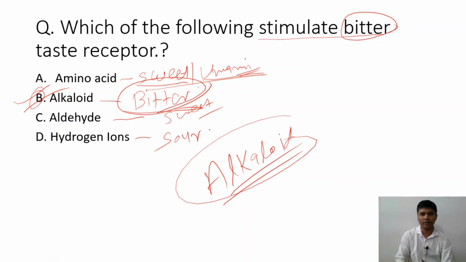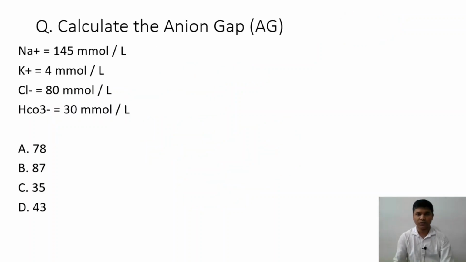Alkaloid will be your answer. Hydrogen ion will give sour type of stimulation. So let's move to the next question.